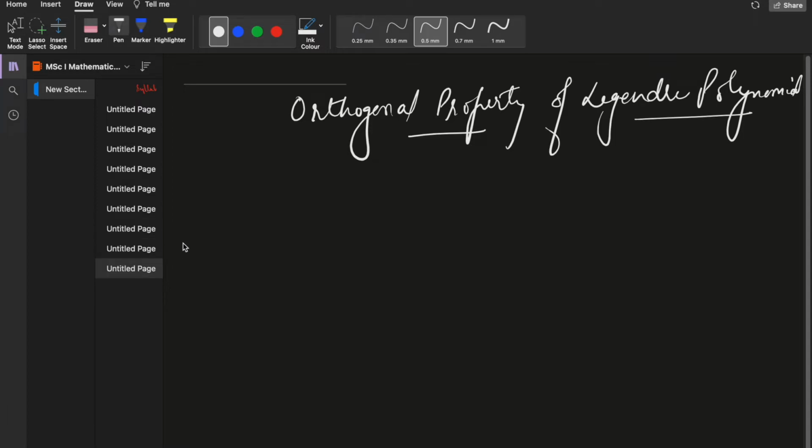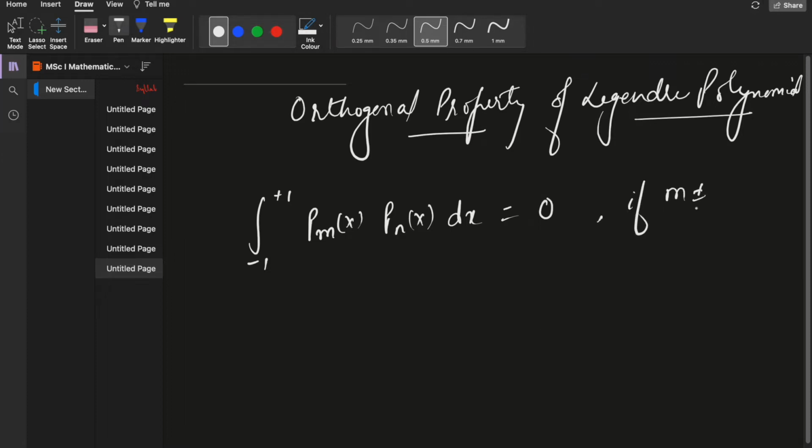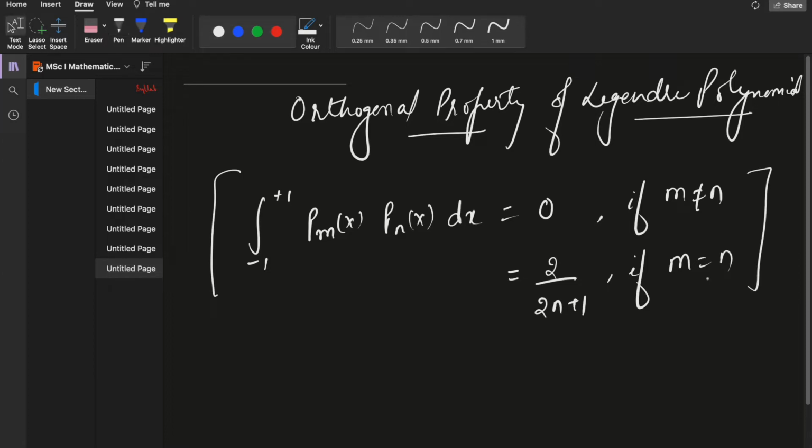So the orthogonal property says the integral from -1 to +1 of Pm(x) and Pn(x) into dx is equal to 0 if m does not equal n, and 2 upon 2n plus 1 if m is equal to n. So this is the orthogonal property of Legendre polynomial, where Pm(x), Pn(x) are the Legendre polynomials. Alright.